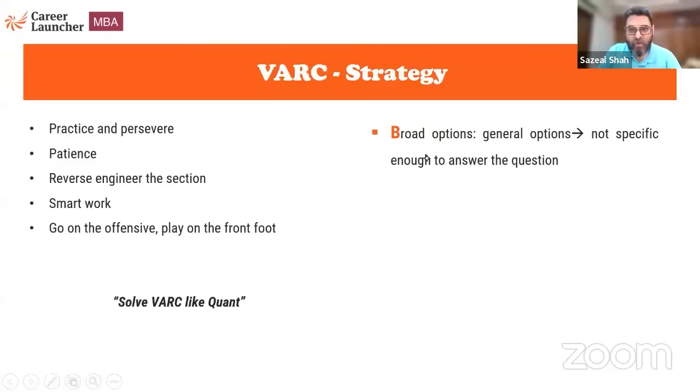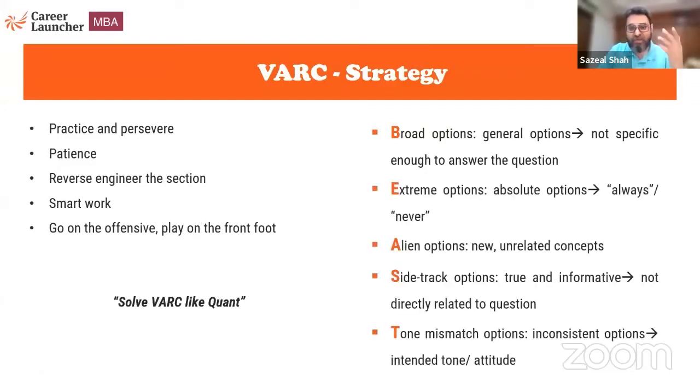Acha, and then I'll talk about what GP and GJO have been covering. The B strategy of elimination. Eliminate options. VARC में elimination is a great way to go about it. So remove the broad options, extreme options, alien options, the side track options, and tone mismatch questions. So you can just practice on this कि कैसे eliminate किया जाए. There are many sessions where we've mentioned this, so you may go back and check them, right?